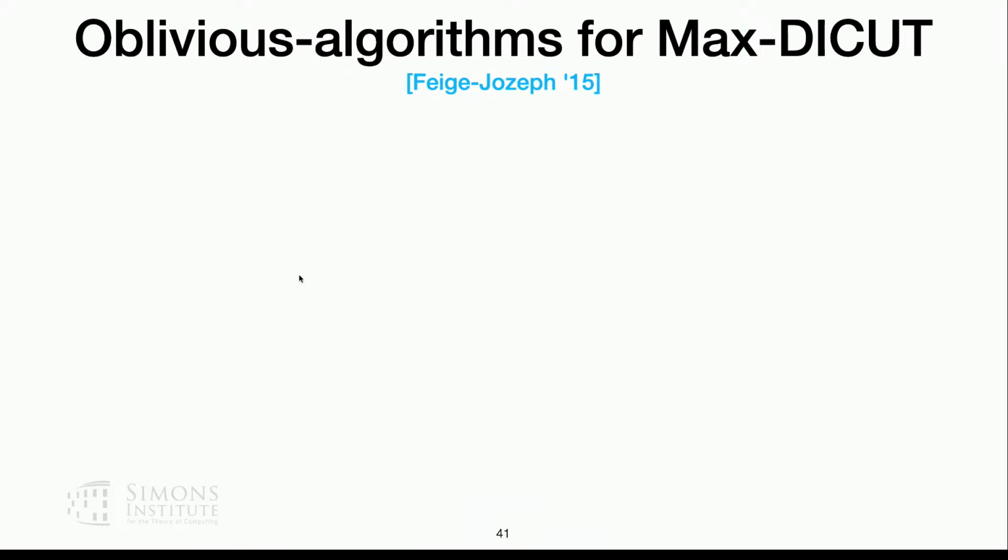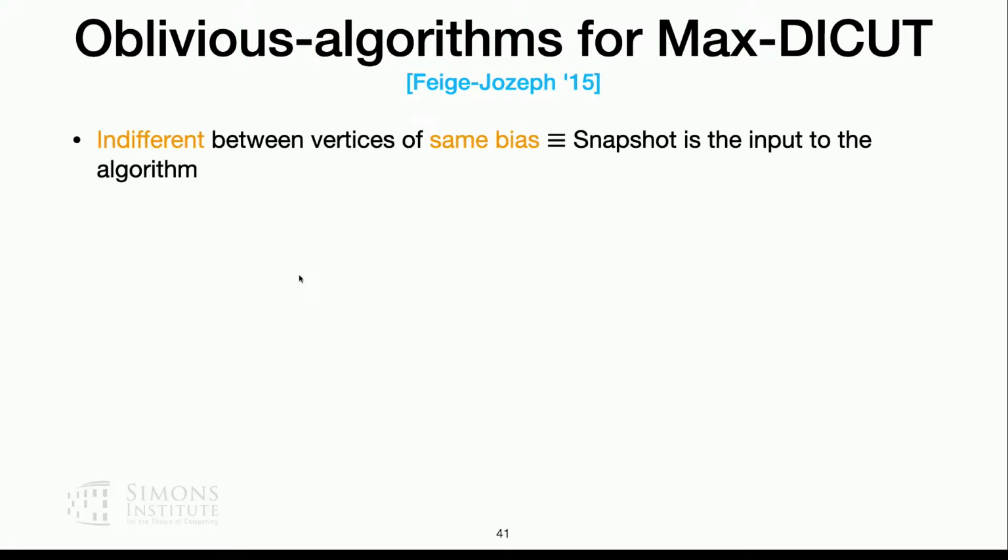And why are these snapshots enough? There is this interesting work of Feige and Jozeph that studies so-called oblivious algorithms for Max-DICUT in the classical setting. What are these algorithms? They study algorithms which are indifferent between vertices of the same bias. You can think of them as having only the snapshot as the input. They don't see anything more about the graph than the snapshot, and they have to treat every vertex of the same bias in a similar way.